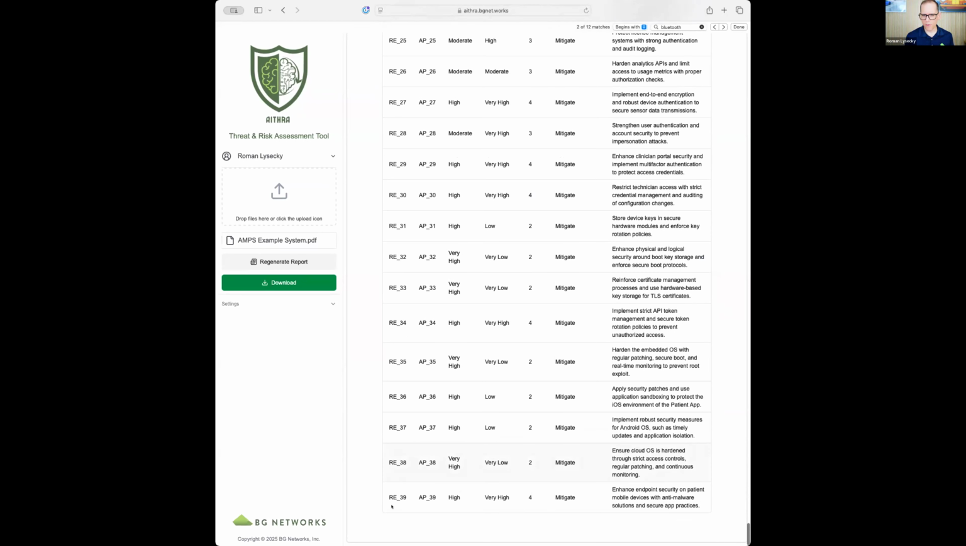It identified 39 different risk entries where there are some mitigation recommendations that could be considered for that implementation. The output of this is essentially a download, which would be a spreadsheet that matches the flow of information that Colin was manually doing earlier.